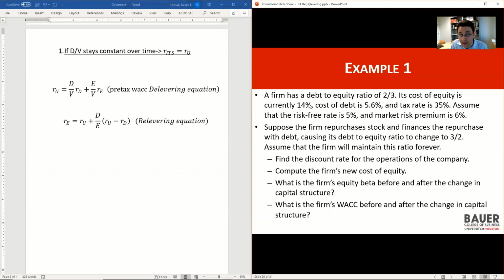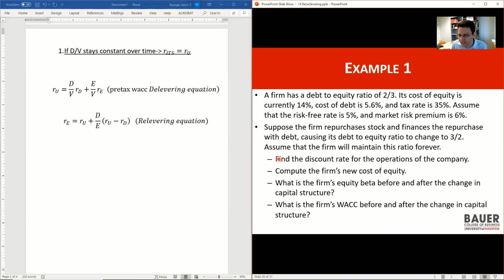We're considering a change in the capital structure. Okay, so same company, we're just going to change things once. The firm is thinking about repurchasing the stock, and how's it going to do that? It's going to issue debt. So you take out a loan, you use that money to buy back some stock from your equity holders. Okay, so you're shifting your capital structure toward debt. You're taking on a bigger loan to shrink the size of your equity. So your debt to equity ratio used to be 2/3, but now it's going to go to 3/2. Assume that the company's going to maintain this ratio forever going forward.